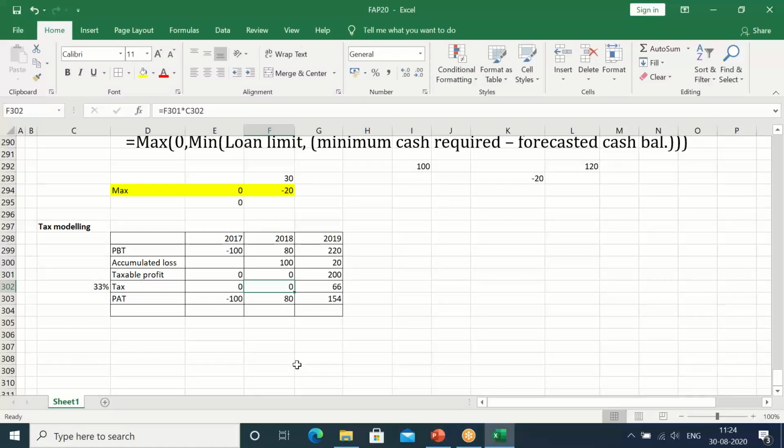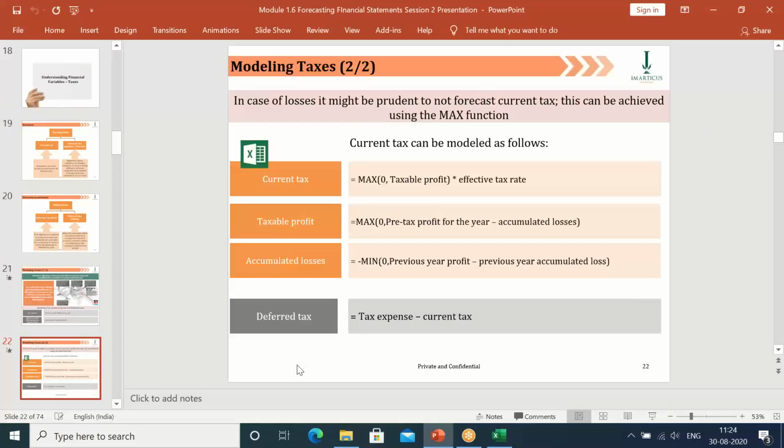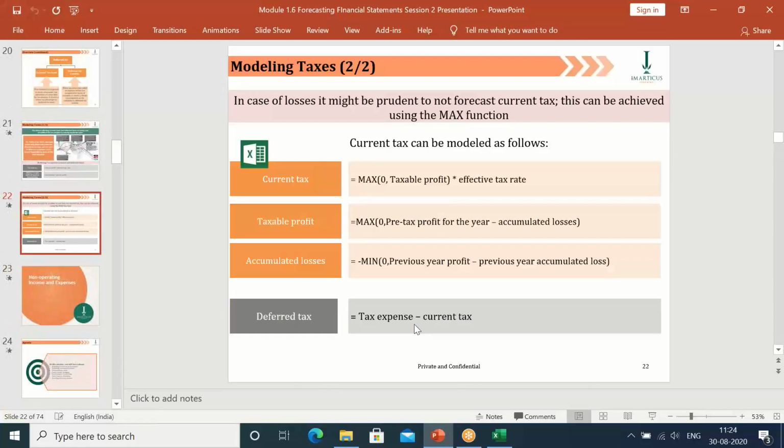किसी और को कुछ डाउट है टैक्सेबल प्रॉफिट में? टैक्स मॉडलिंग मेरी तरफ से हो गया. So we're done with debt, we're done with working capital, we're done with tax.